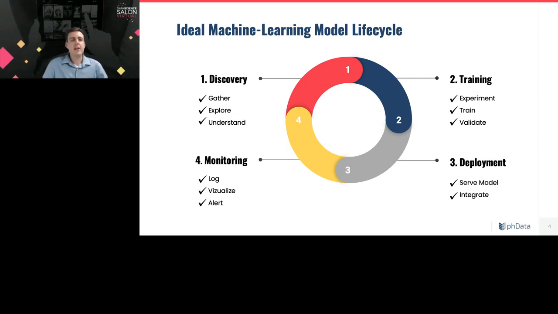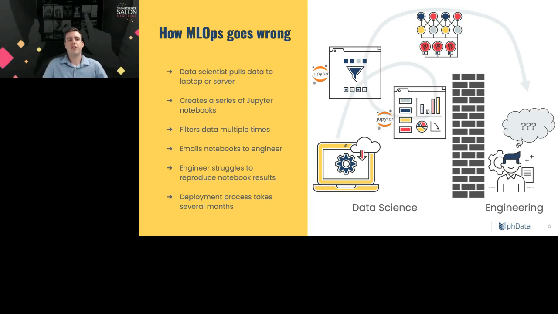Now, in reality, this tends to go very wrong. We've all seen this many times. A data scientist pulls some data down to their laptop, and they create this series of Jupyter notebooks to do different functions. They might do some filtering of the data and then send that over and do another notebook with some feature exploration and exploratory analysis. Then they learn some things, they do some more filtering, and now you've got who knows what data set.